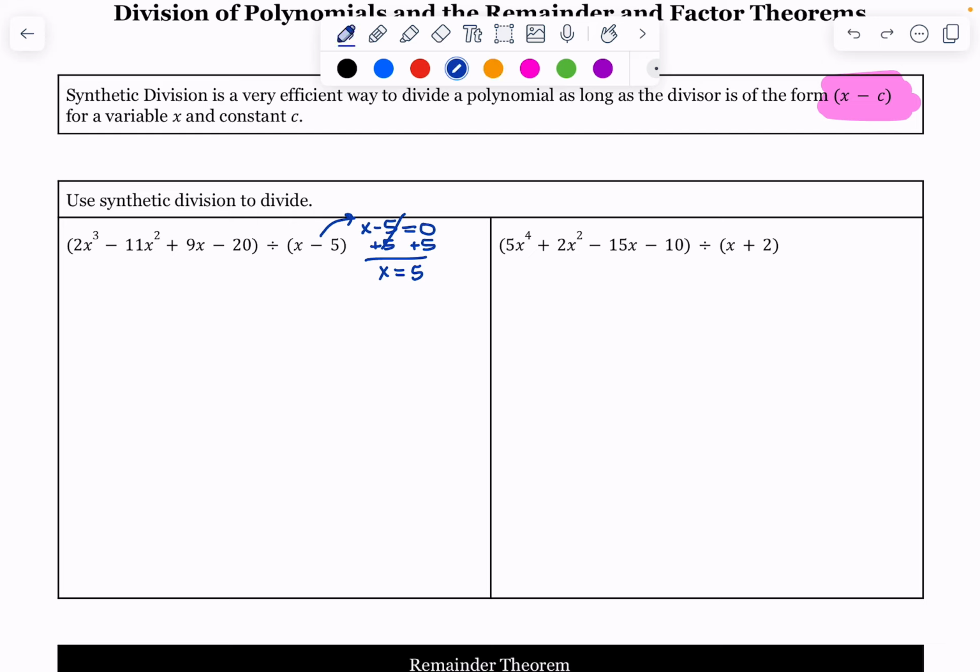And then we're going to be doing kind of like a little trick here. You'll draw this little table to help us stay organized. And this first little shelf is what I'll call it, but we're going to put our 5 in the shelf. And then on this top row, we're going to put all of the coefficients. So we have a 2x cubed, a negative 11x squared, a 9x, and a negative 20, and we're going to put those on the top row. So that's going to look like 2, negative 11, 9, negative 20.